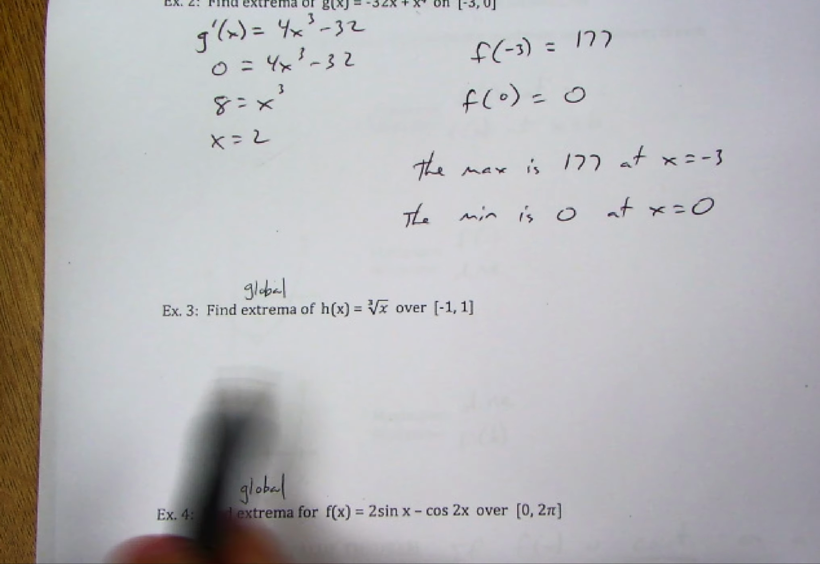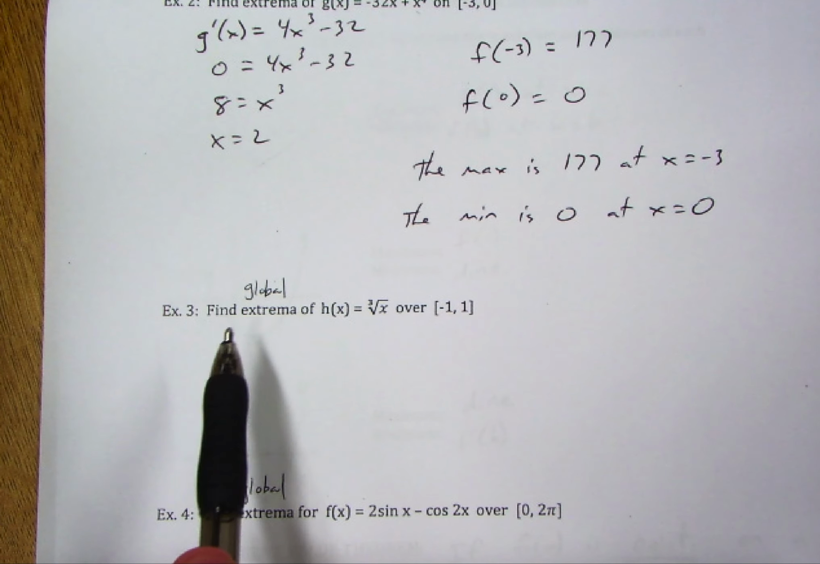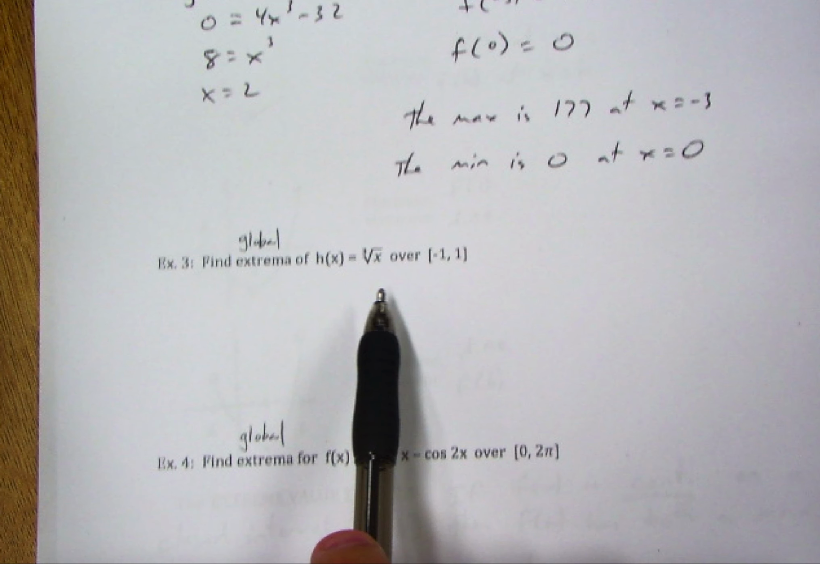All right. Last one. Find the global. So global and absolute mean the same thing. They've moved towards using the word absolute, but you could see global show up. Of the cube root of x from -1 to 1.